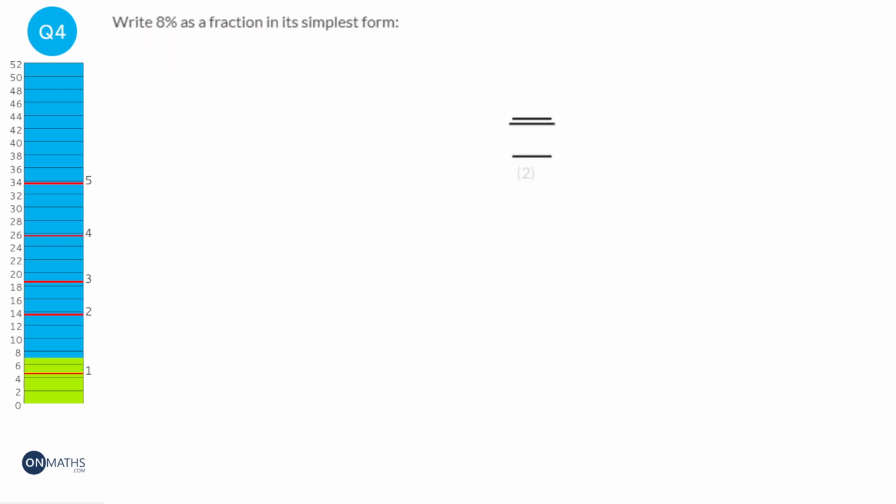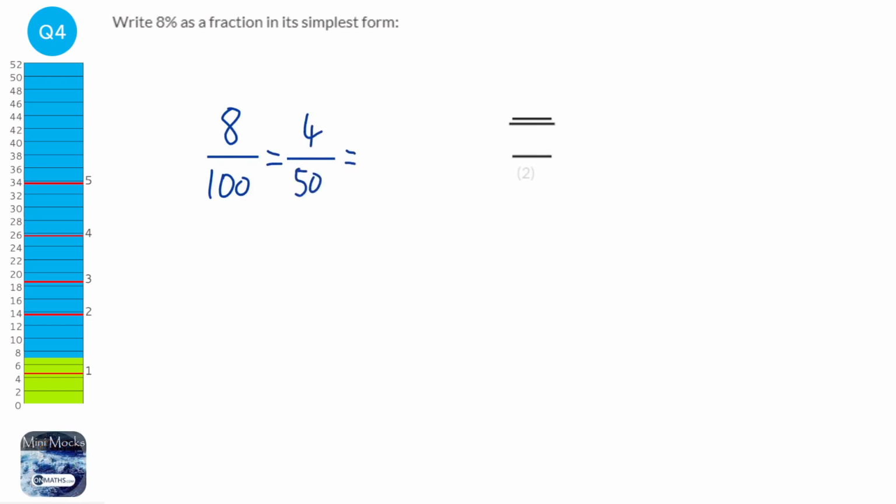Percent means per 100, so 8% is the same as 8 over 100. Now we can cancel this down because it wants it in simplest form, so we can halve top and bottom. So it becomes 4 over 50. We can actually halve it again, so it becomes 2 over 25. So the answer is 2 over 25.